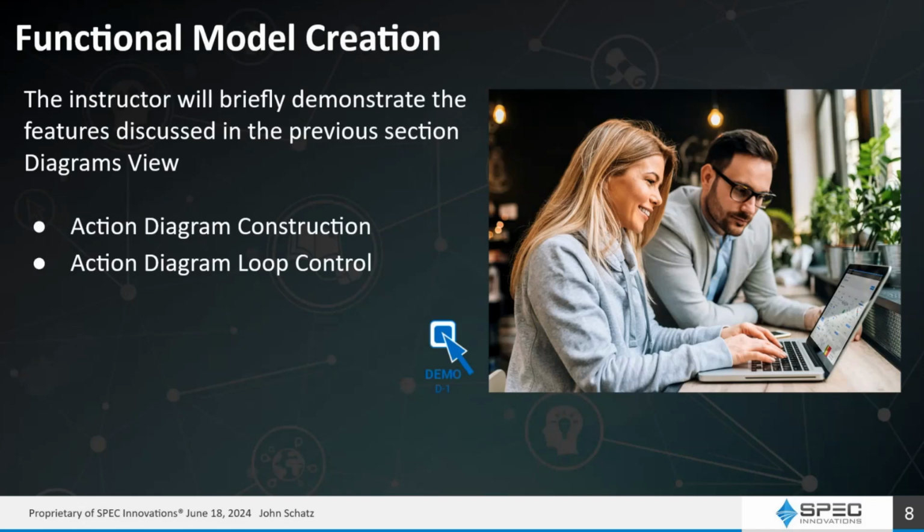Okay, so now I'm going to go ahead and start creating a model. The first one that we're going to create is going to demonstrate how to put things from the palette into the diagram, and how to control the loops. In this case, I'm going to do some simple loop control, probabilistic in this case, and then we will expand upon that in the next demo.